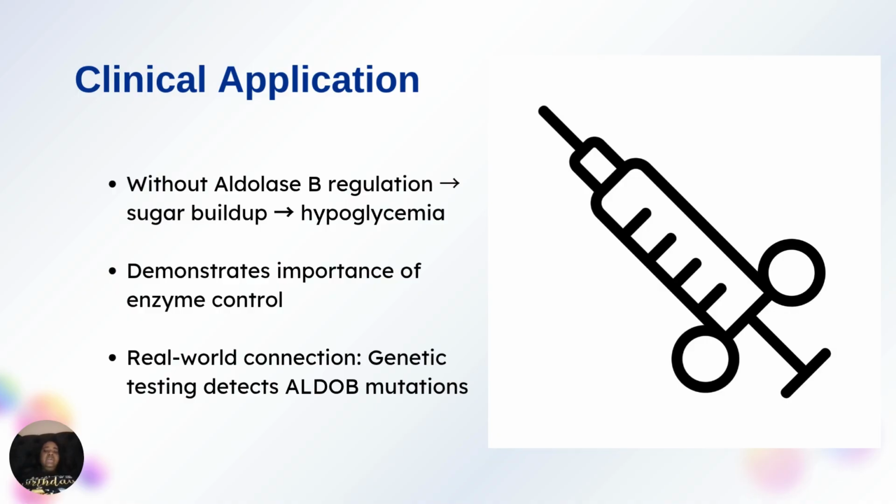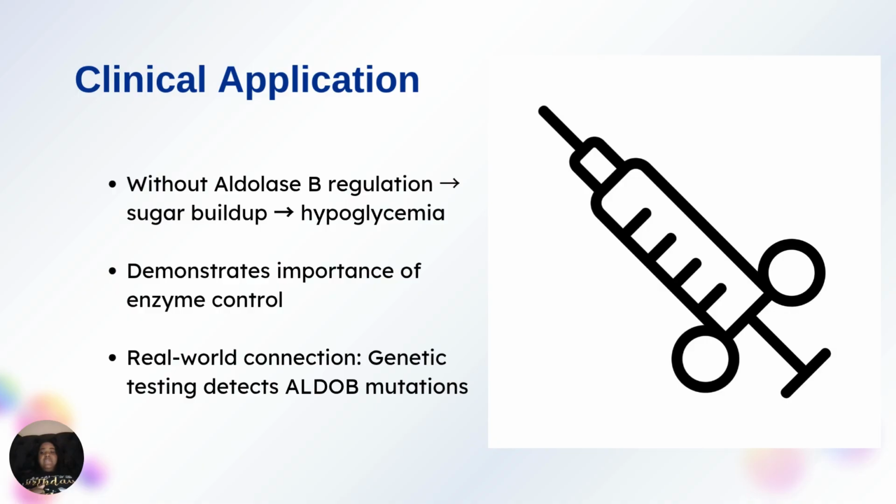So let's look at the clinical application, which is very important. So without Aldolase B regulation, there will be a sugar buildup known as hypoglycemia. It can also demonstrate the importance of enzyme control, and a real-world connection is that genetic testing detects ALDOB mutations. So now, when regulation fails, metabolic consequences can be really serious.